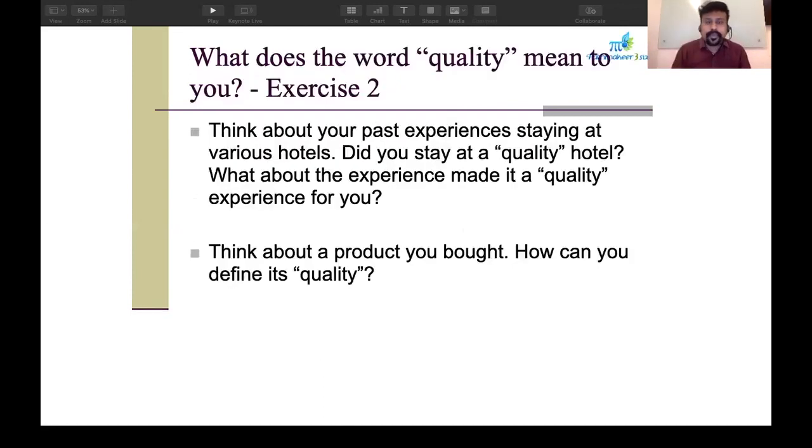Now we have an exercise for you to do. What does the word quality mean to you? So this is exercise number 2. The exercise number 1 is the discussion. What is your idea on who moved my cheese? So that book, that is exercise number 1, and this is the exercise number 2.